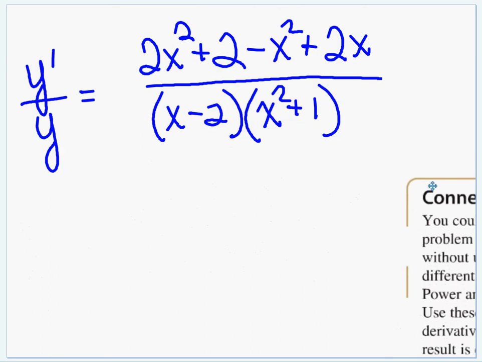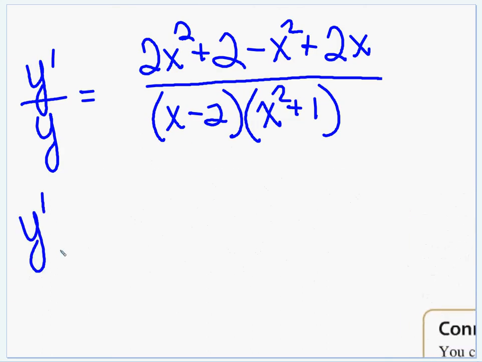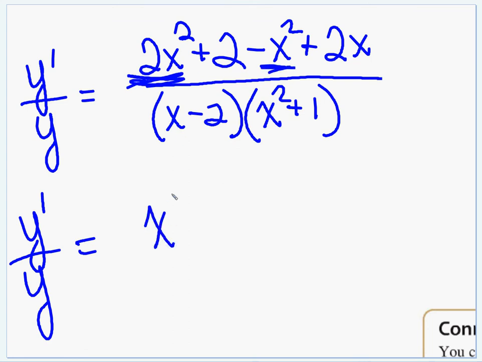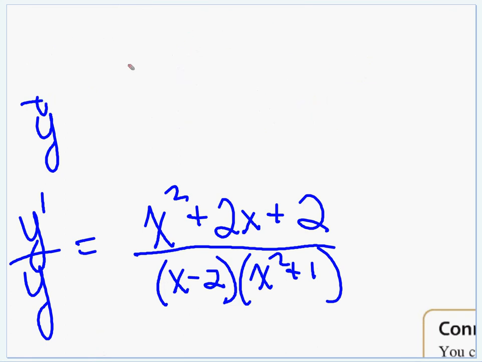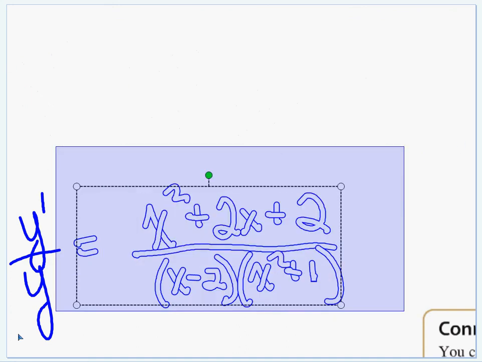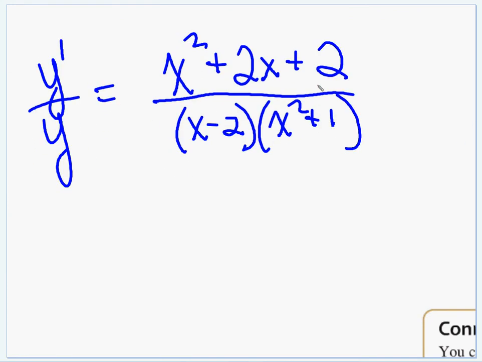Okay. Let us combine like terms in that numerator. We've got a 2x squared minus another x squared. That leaves us 1x squared. We've got a 2x and a 2, so plus 2x plus 2, all over our denominator, x minus 2 over x squared plus 1. Okay, we're almost done. Remember, we wanted to find the derivative y prime, or dy dx. We are almost done because to get this y prime by itself, we're going to multiply both sides by y.